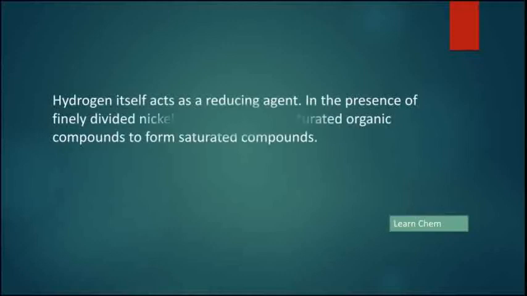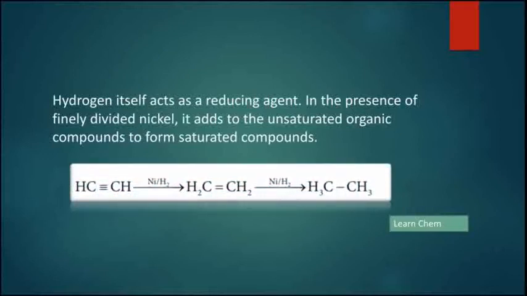Next, hydrogen itself can act as a reducing agent. So, for example, in the presence of finely divided nickel, that is Ni, it can convert unsaturated compounds into saturated compounds. Here, the triple bond makes the molecule unsaturated, and the addition of hydrogen in the presence of nickel makes it into saturated form. Triple bond becomes double bond, and double bond becomes single bond.